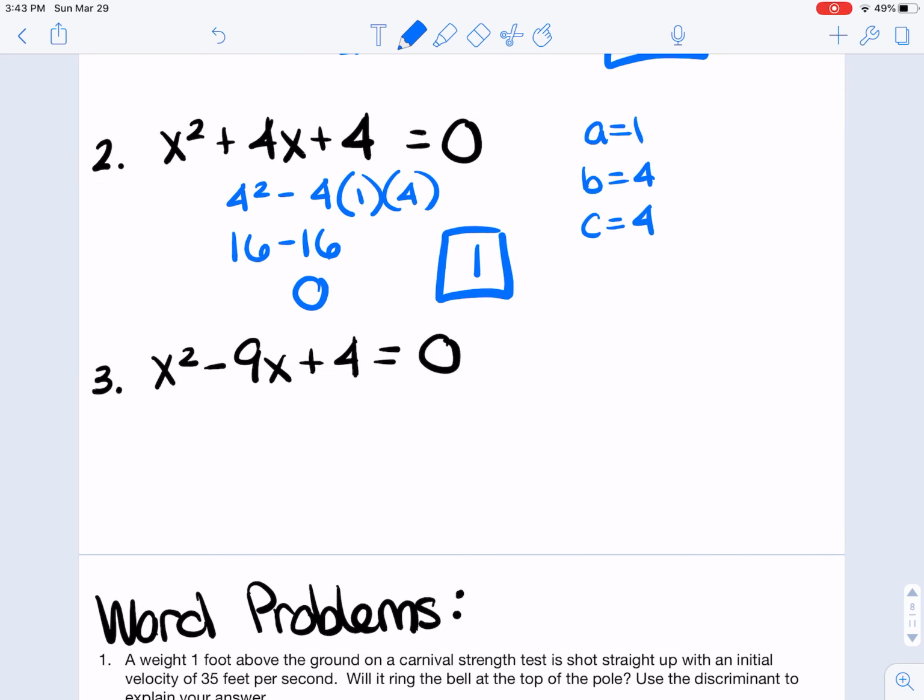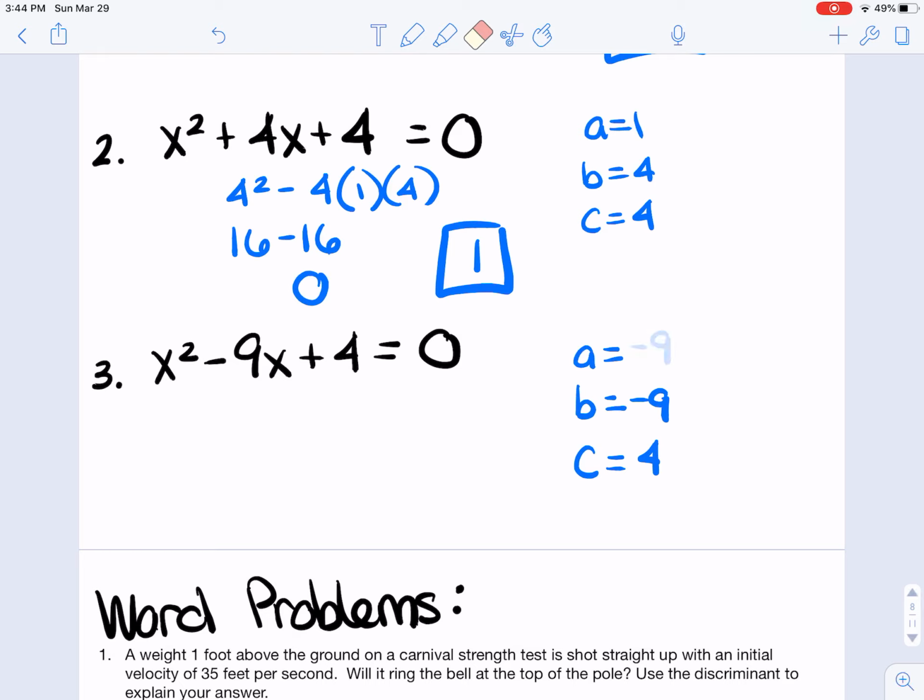And this last one, A is 1, B is negative 9, and C is positive 4. Why is that going like that? I don't know. There's like a ghost of negative 9 there. It should just be 1.